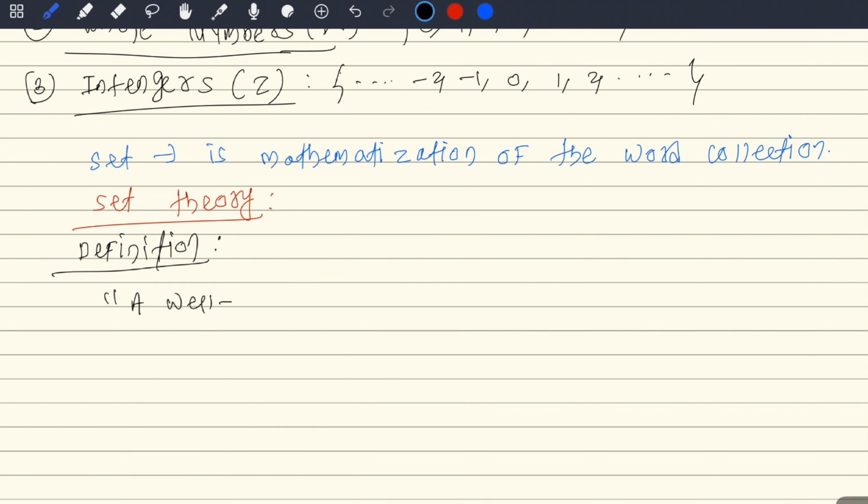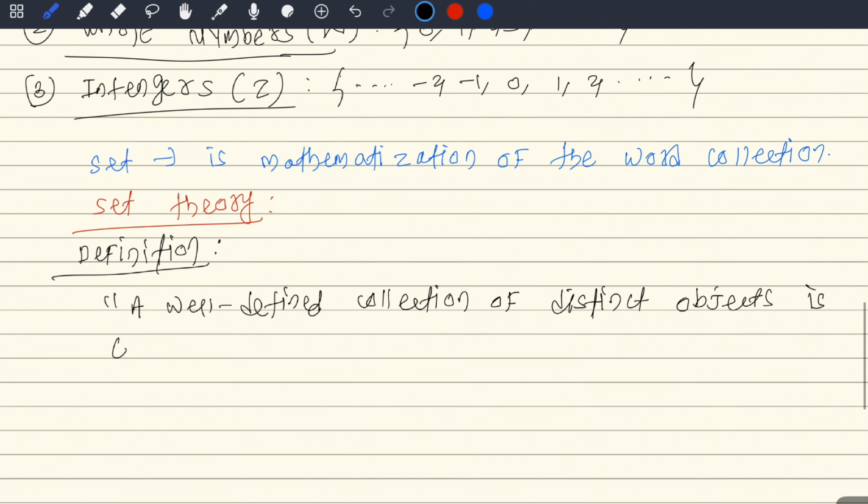A well-defined collection of distinct objects is called a set. So this is our definition: a well-defined collection of distinct objects.